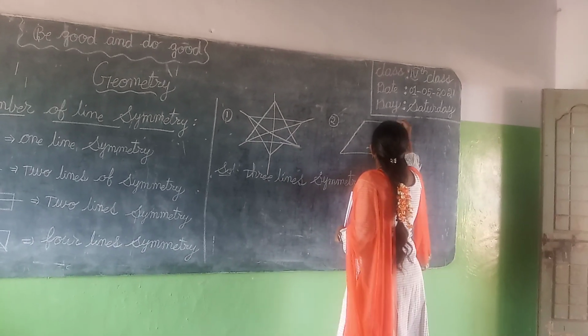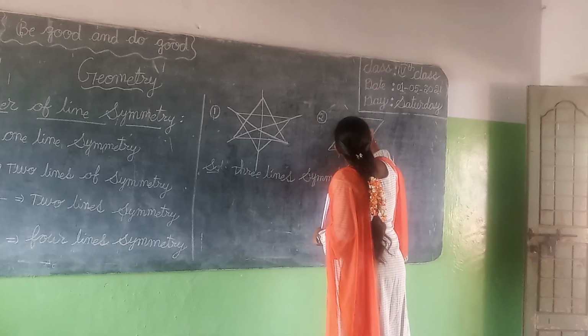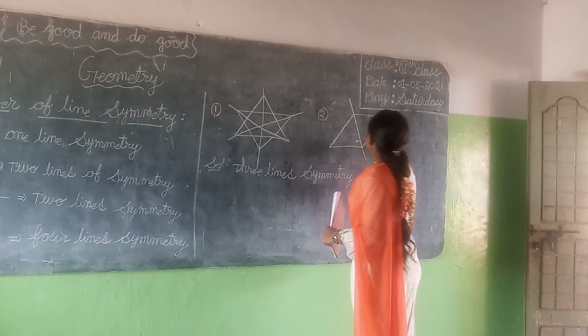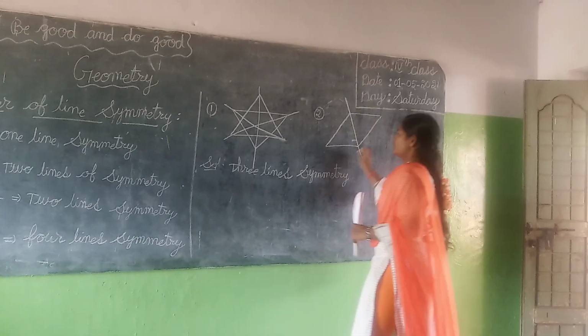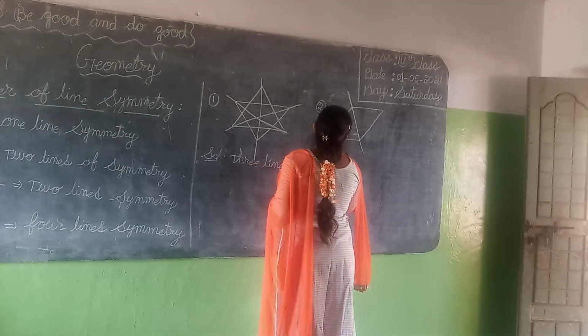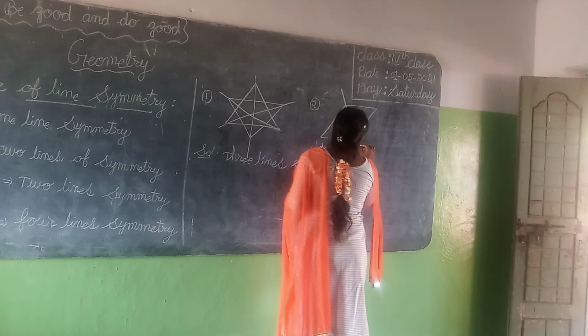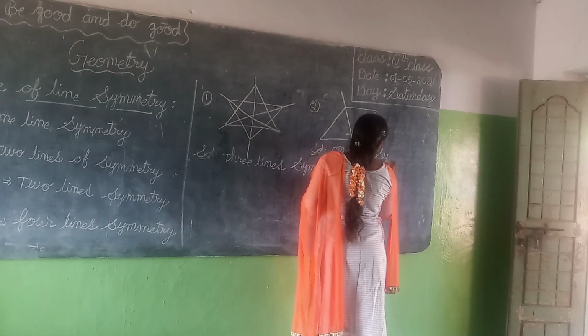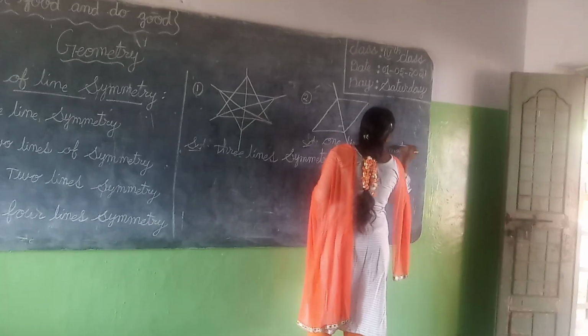So, this one. This one is one line of symmetry. Okay, Nama? So, this is cut in two parts, two equal parts. So, how many lines of symmetry? One line of symmetry, or one line symmetry. Okay, Nama?